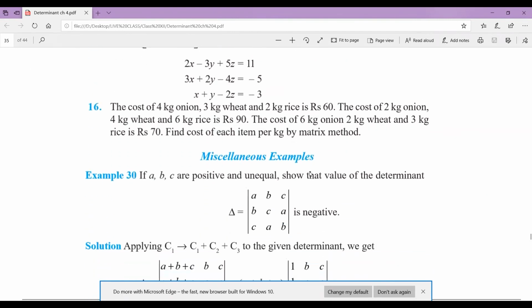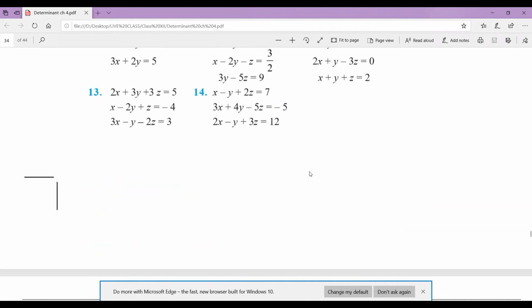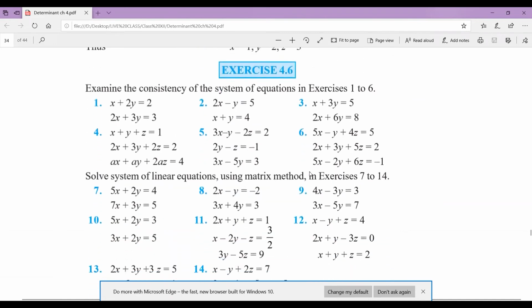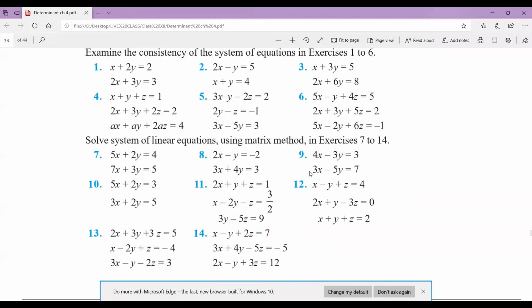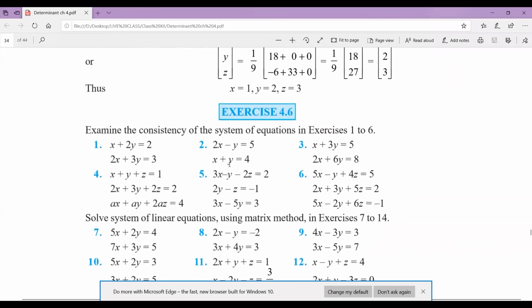So we just have this last exercise now, then miscellaneous after this. This last exercise has all questions based on this only. The first one says examine the consistency of the equations. To examine the consistency, we just have to follow the same chart that I have created right now. And in this, we don't need to find the solution actually. We just have to check the consistency.